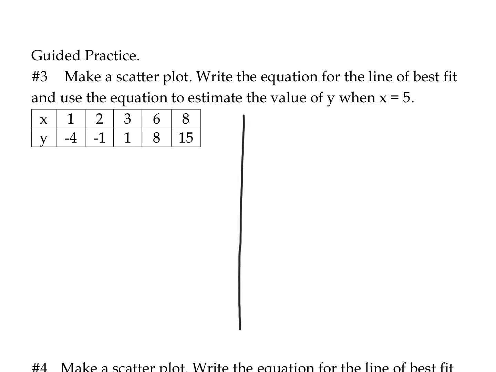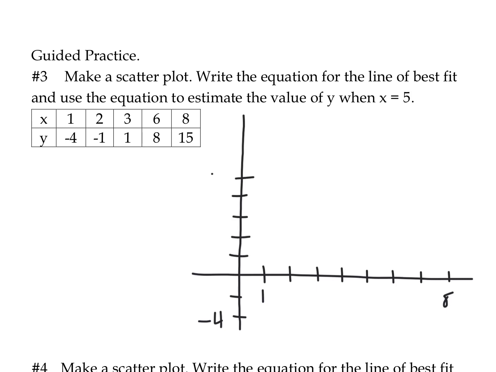We've got all positive x's, but I got a couple negative y's, so I'll draw something like this. My x values go 1, 2, 3, 4, 5, 6, 7, 8. We're going out to 8. Okay, my y values, I'm going to go by 2's. 2, 4, so negative 4. And I've got 2, 4, 6, 8, 10, 12, 14, 16. All right, so I should be able to fit everything on my grid here. I'm counting by 2's on my y-axis.